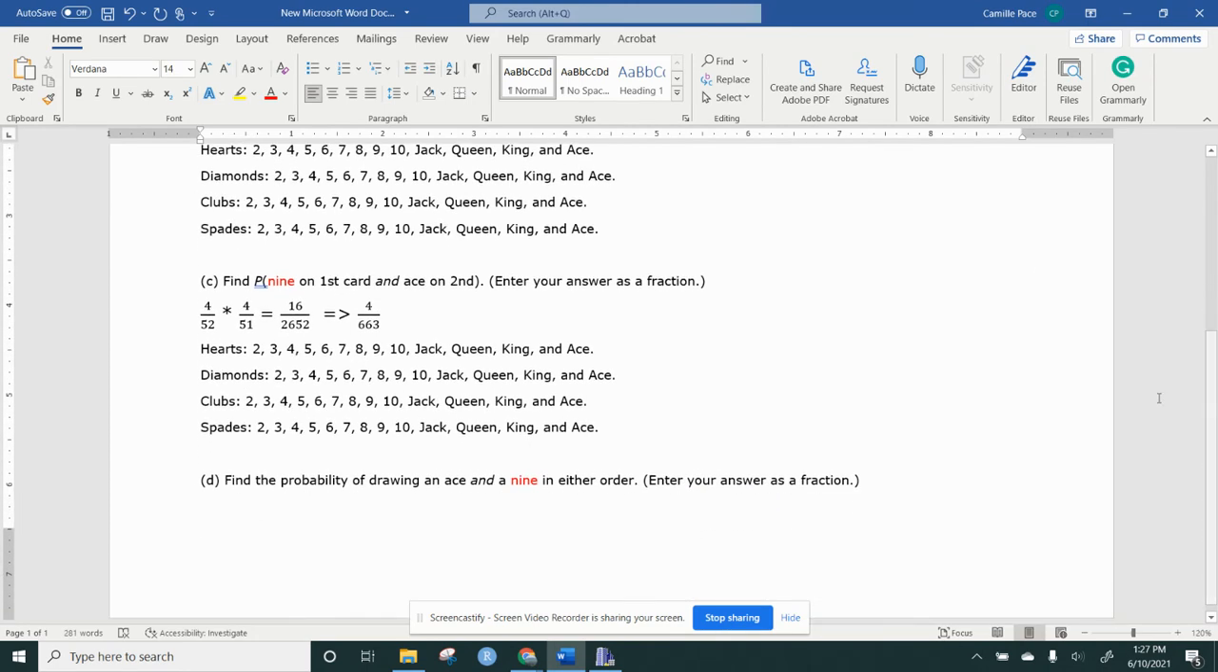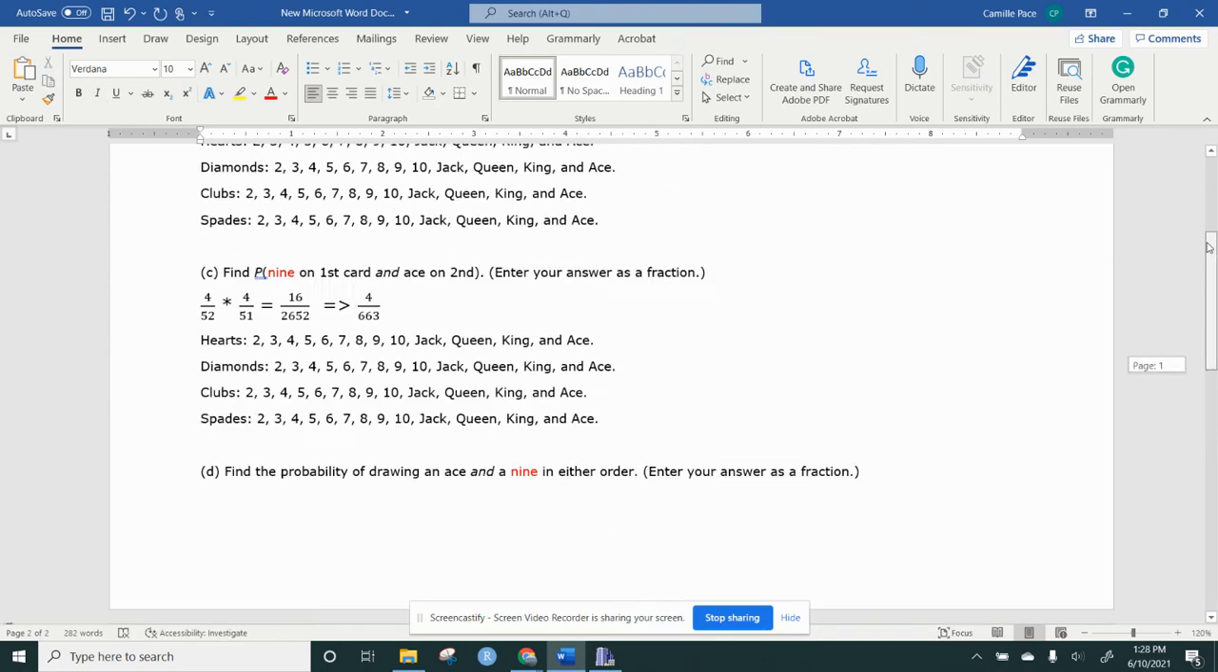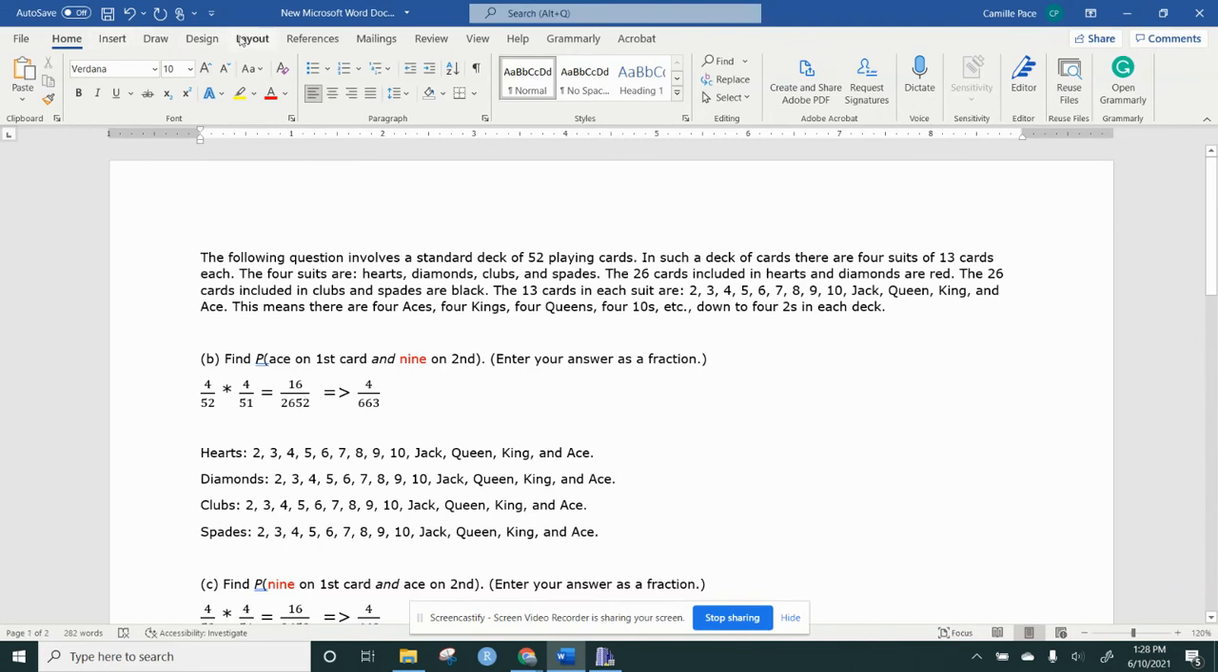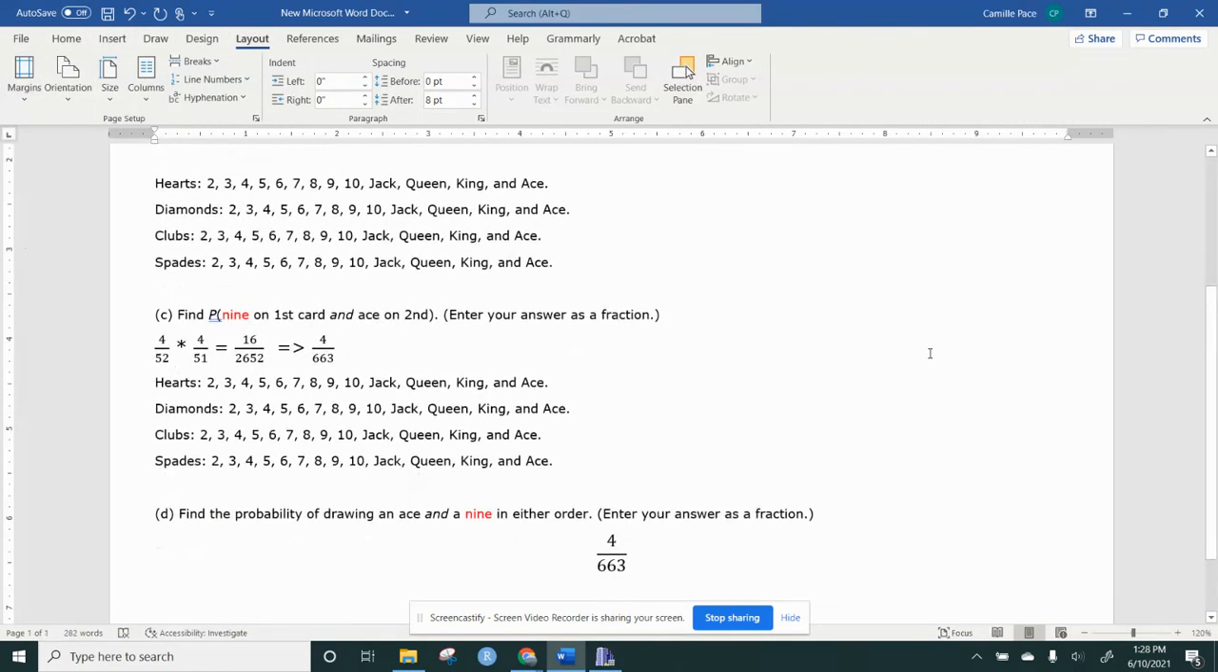All right. So what's the probability of drawing an ace and a 9 in either order? Okay, either order. So I'm going to use the first one, which was, let me just copy it. Do 4 over 663. Let me put this on the same page. Let's do an arrow mark. Okay, so I've got that from the first one, and I've got it from the second one.